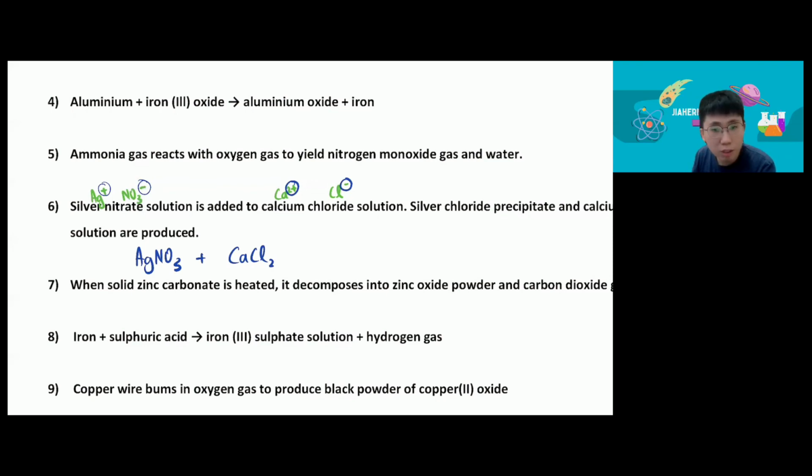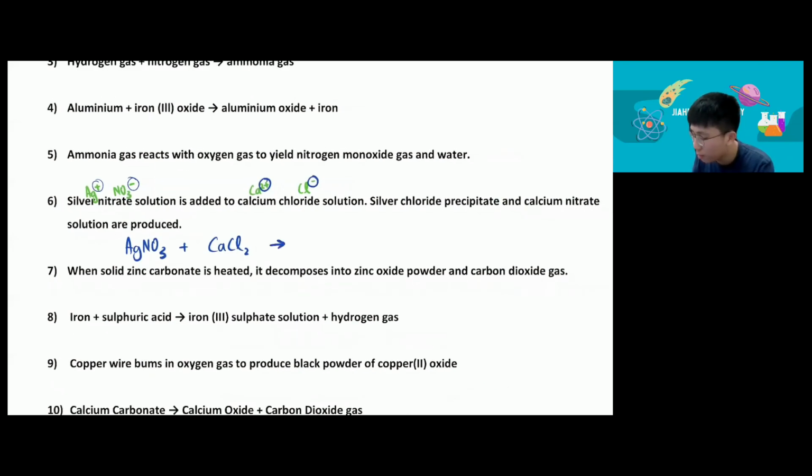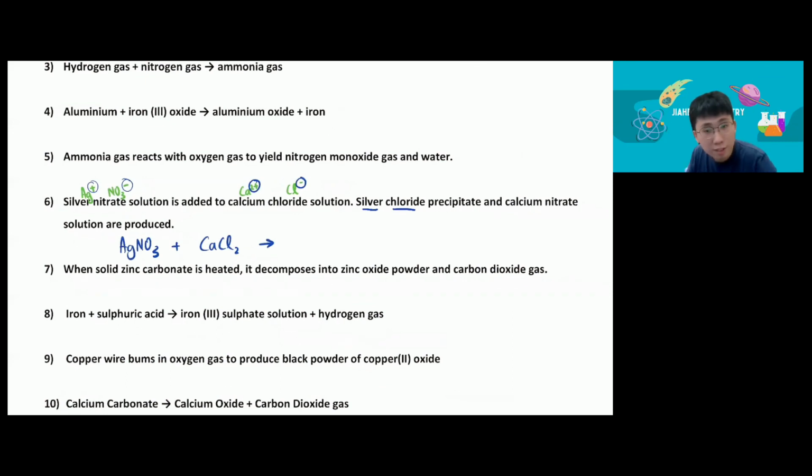So when you add these two things together, you're going to form silver chloride, which is silver now combining with chloride. So Ag plus and Cl minus combined, you're going to get AgCl. Okay, and calcium nitrate, now calcium and nitrate combined. So do you see you are trying to exchange ions? You see Ag plus finding a new partner, Cl minus, while Ca2 plus finds a new partner, NO3 minus. They exchange ions. So you form AgCl and then calcium nitrate.